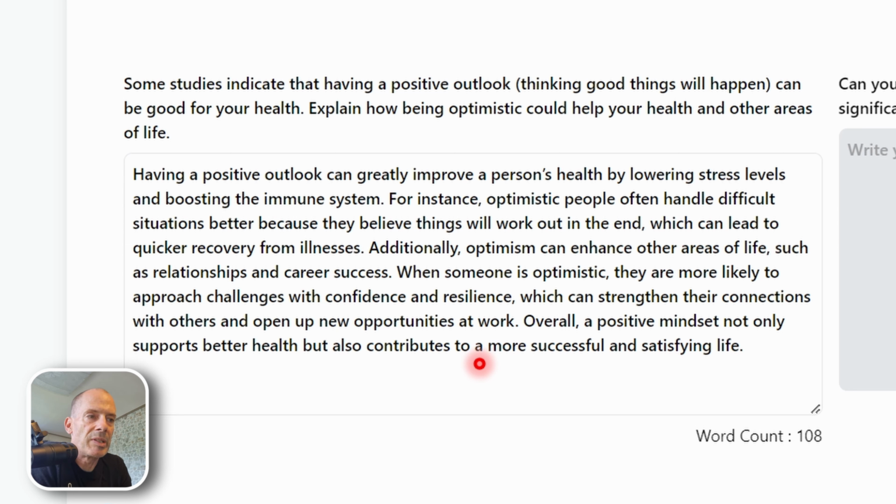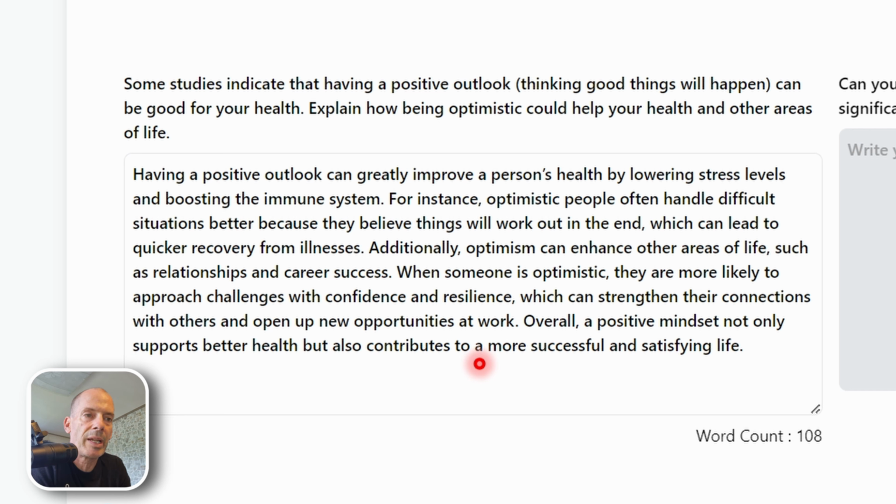Additionally, optimism can enhance other areas of life, such as relationships and career success. When someone is optimistic, they are more likely to approach challenges with confidence and resilience, which can strengthen their connections with others and open up new opportunities at work.